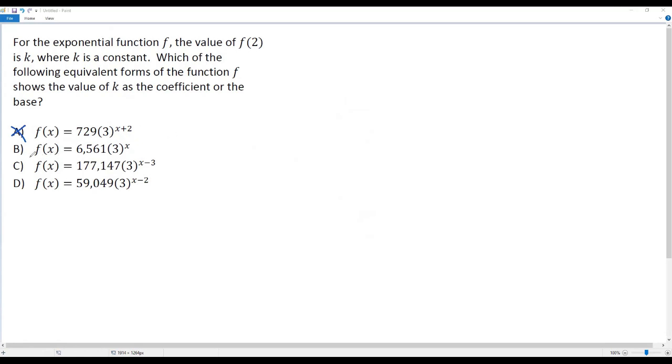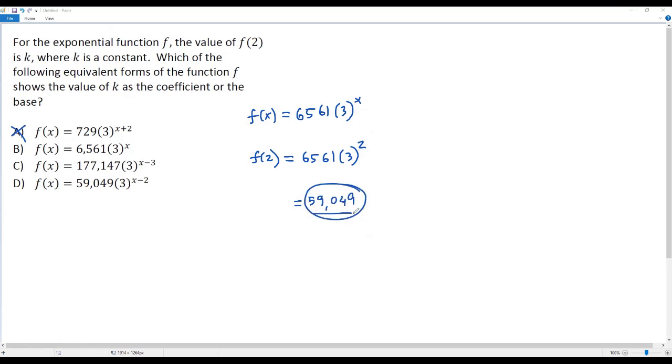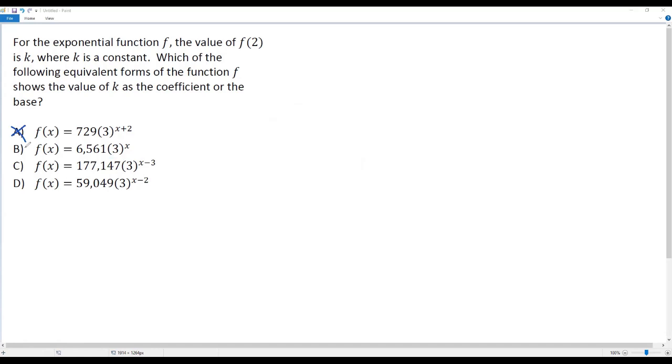Okay, now let's consider the exponential function f of x in answer choice B. That is f of x equals 6,561 times 3 to the power of x. Now let's plug in x equals 2 to get the value of k. That is 6,561 times 3 to the power of 2. Okay, here the value of 3 squared is 9. When I multiply 9 and this one, I am getting 59,049. So this is the value of k. And the value of k over here is not displayed as a coefficient or the base in the function f of x in answer choice B. So we can reject the function f of x in answer choice B. That is, we can reject answer choice B.